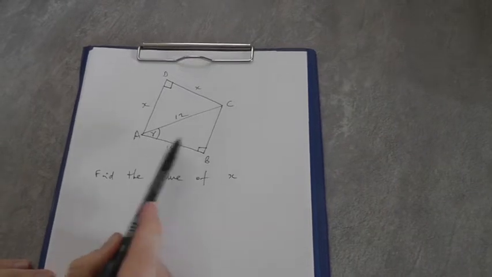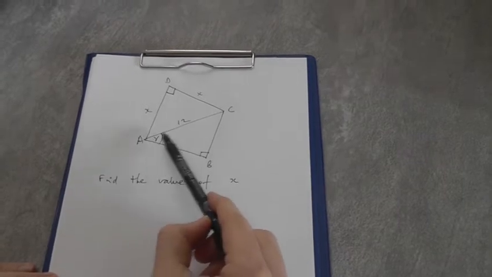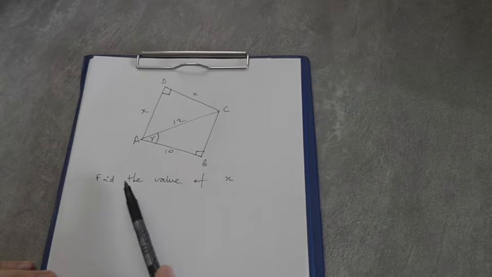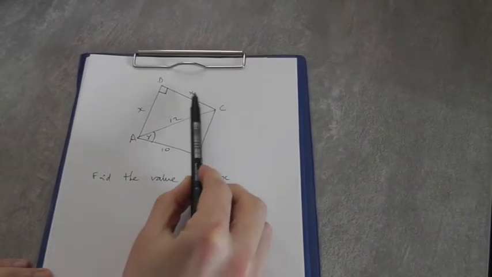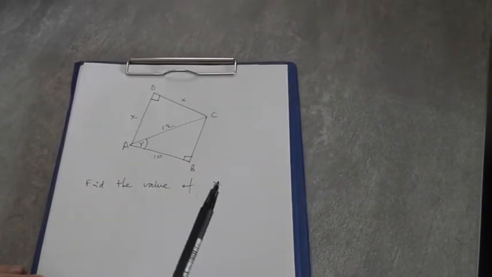Okay, in this question here, we're presented with a quadrilateral, which is a four-sided object, and a line through the middle here, diagonal, thus making two triangles. And what they've asked you is find the value of x. So x is this side here, and x is this side here, and they're both the same length, therefore this is an isosceles triangle. So I've got to make a little decision here.